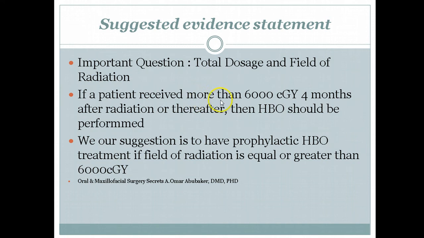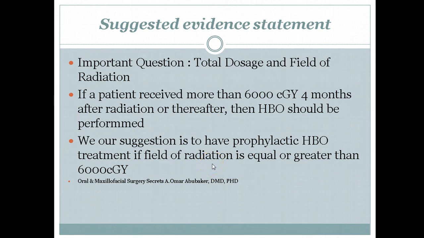If the patient received more than 6,000, 4 months after radiation or thereafter, then our recommendation is the patient should get HBO treatment prophylaxis beforehand. Our suggestion is to have prophylactic HBO treatment if the field of radiation is equal to or greater than 6,000.